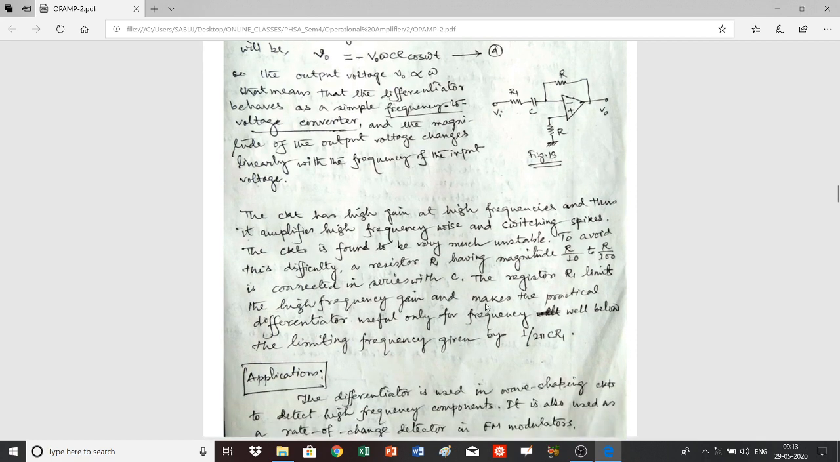And remember here that the resistor R1 limits the high frequency gain and makes the practical differentiator useful only for those frequencies which are well below the limiting frequency, which is given by this relation 1 by 2π C R1.